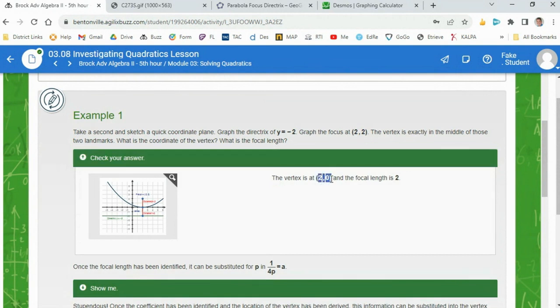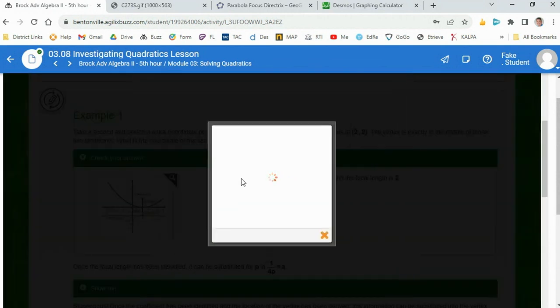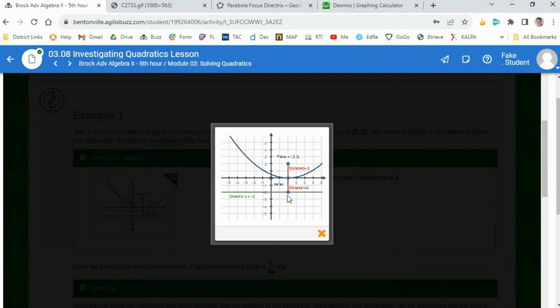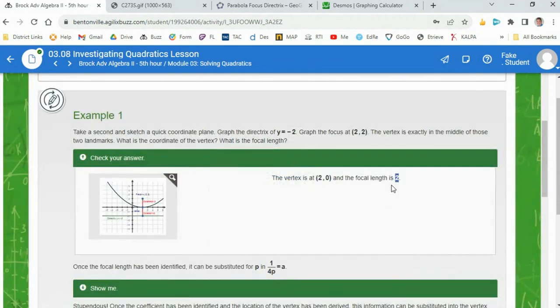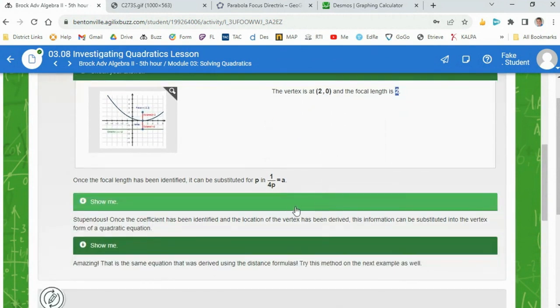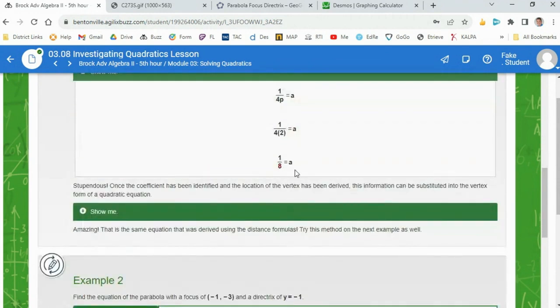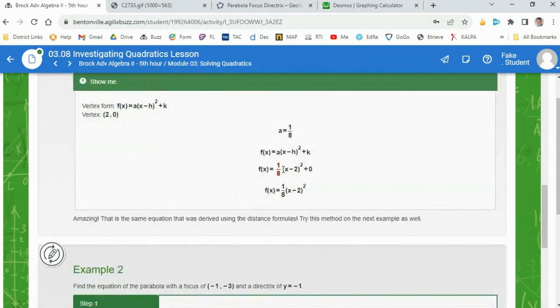See, the vertex is 2, 0. Because that's at 2, 2, and that's at -2. So the vertex is going to be right in the middle. And the focal length will be 2, because that's the distance from the focal point there. So substitute that in, and 1/8 will be A. So when we write the equation, 1/8 is the A. The vertex is at 2, 0. So we substitute the 2 in for H, the 0 in for K, and the 1/8 for A, and we get 1/8 (x - 2)².